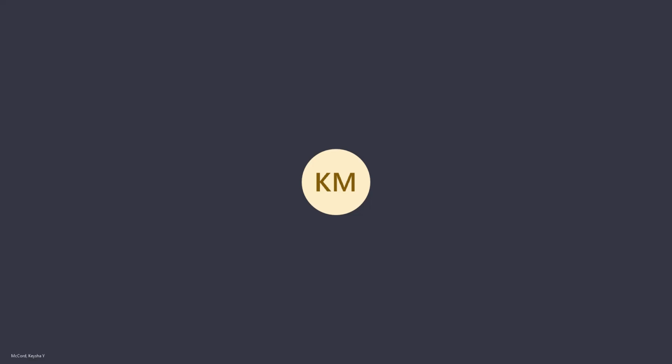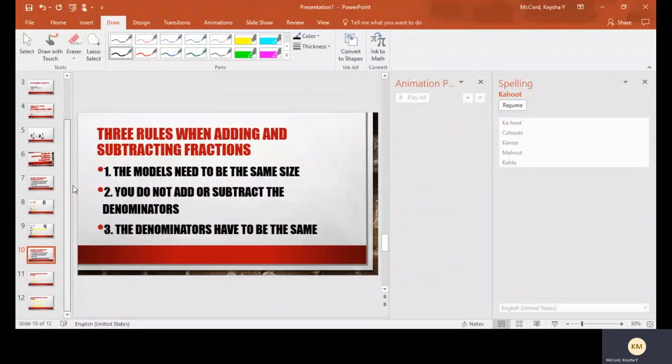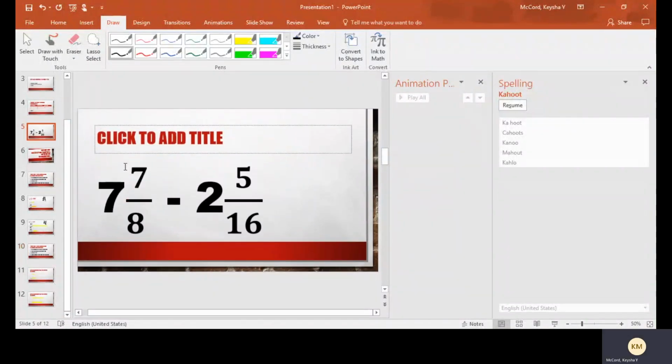And let's review real quickly what a mixed number is. A mixed number is when I have a whole number and a fraction. So this is a mixed number, 7 wholes and 7 eighths. Okay, so that's what we're going to be doing. We're going to be adding and subtracting mixed numbers.